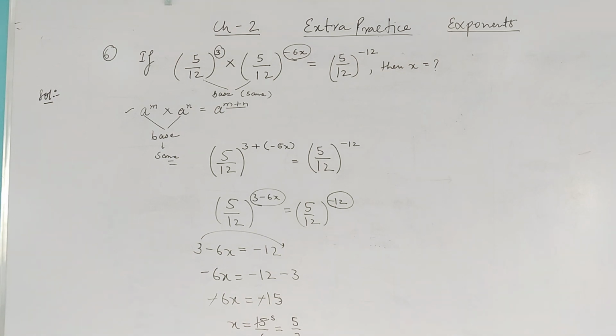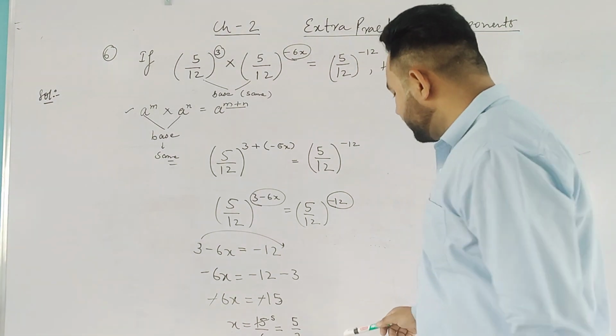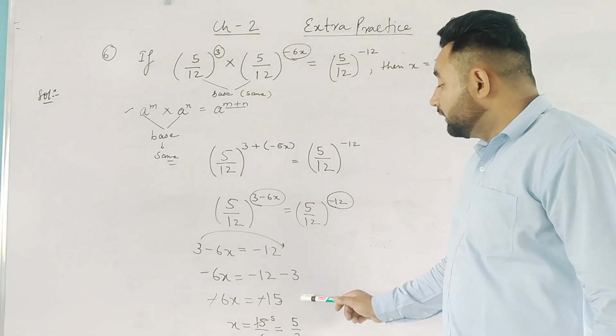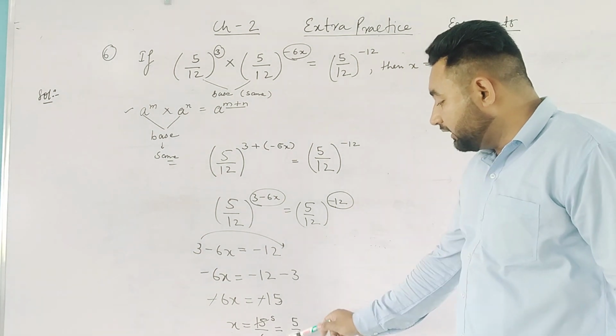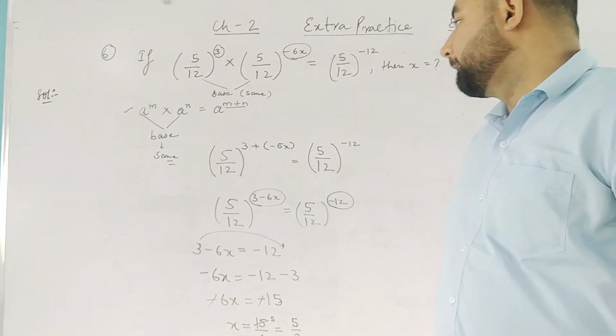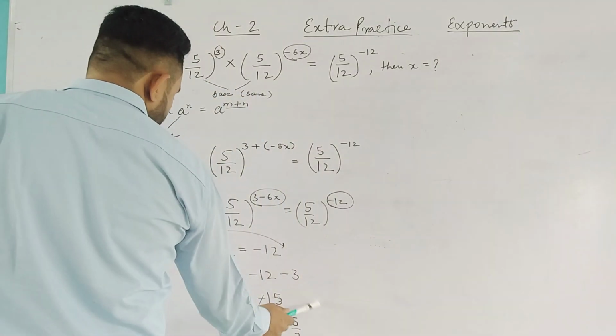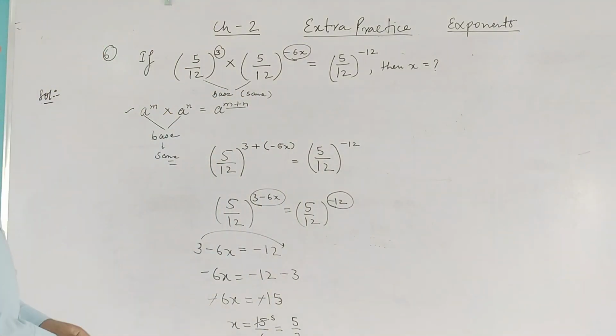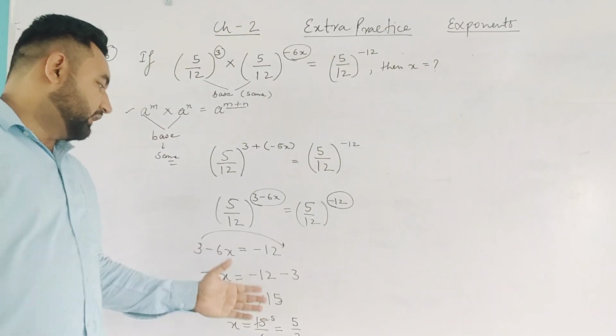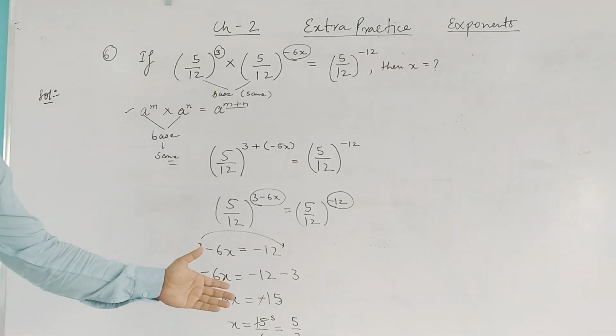As we are studying exponents, we will not write it as a mixed fraction. We will write it in improper fraction only. The final answer will be 5 by 2, it will not be 2 whole 1 by 2, as we are studying exponents. So in exponents, we will write it in improper fraction.